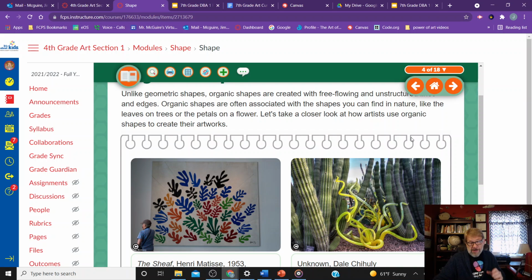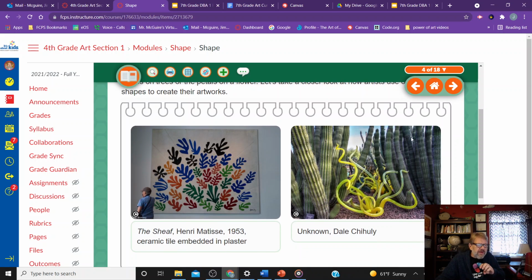So now we're going to talk about those organic shapes. Organic shapes, again, are those kind of weird shapes that are sort of free-flowing, unstructured. And so they're often things we think about being in nature: trees, leaves, petals of flowers, the shapes of animals are all organic. So we can take a look at how artists use organic shapes. These are a couple cool and interesting pieces here.